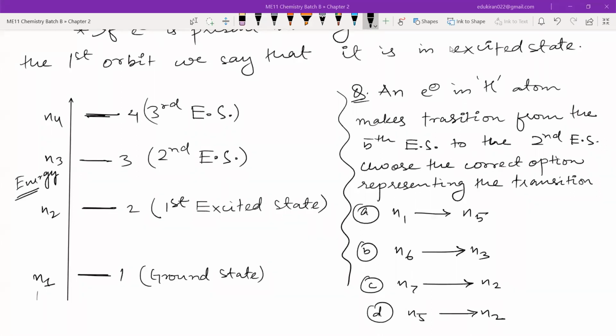So those who are still figuring this out, whatever the excited state is, you just add 1 to it, because the first excited state is N2, second is N3, third is N4, fifth will be N6, second will be N3. So N6 to N3 is the right answer, that is from the sixth orbit to the third orbit. We will come to those series. We have not started those.